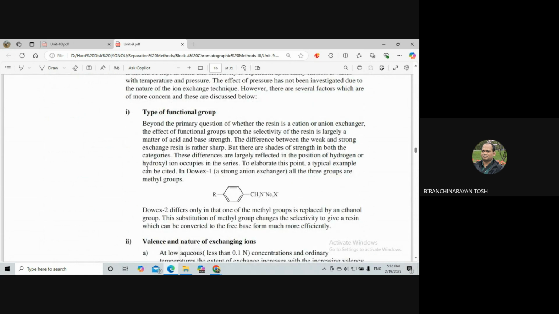Next, the types of functional groups which are present in the resin.